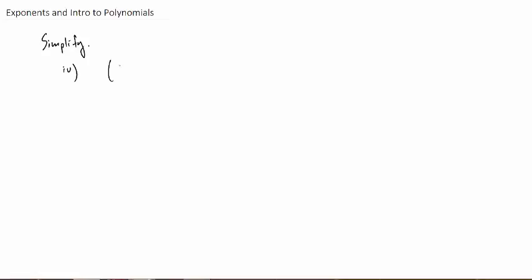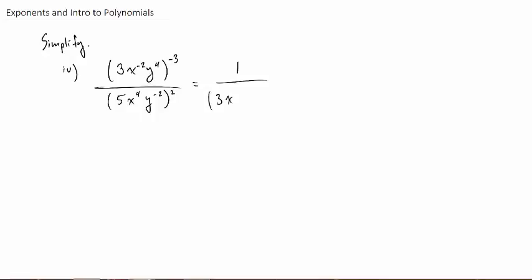Alright, the last one. It's going to be one of those big ones with a negative exponent on the top, and we'll put a positive exponent on the bottom. First thing you usually want to do is get that thing with the negative exponent down on the bottom. The stuff in the bracket stays exactly the same, but the outside power becomes positive 3.